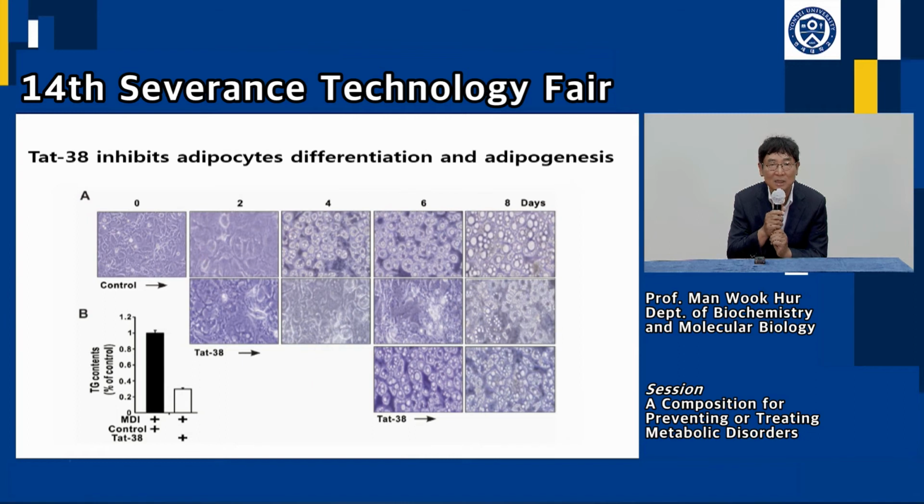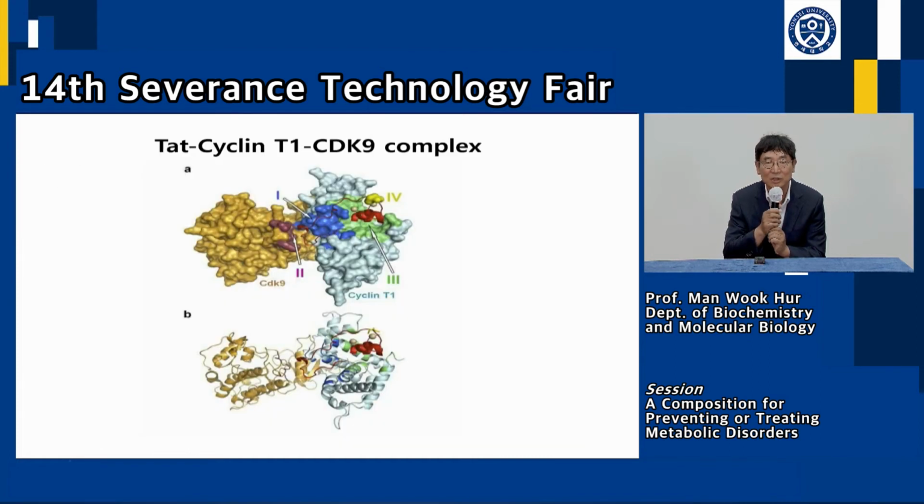So we went on to develop a variant to improve the solubility in water and synthesis. It is to note here that the fact that TAT as a transcription factor comprises the cyclin T1 CDK9 complex was published in Nature.